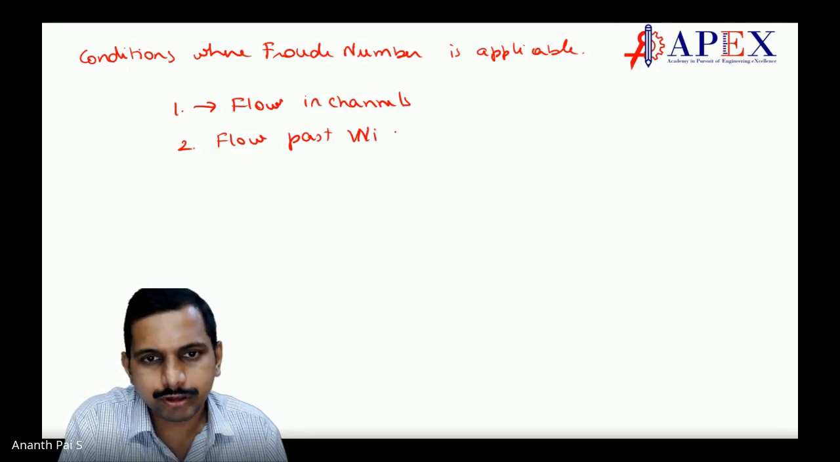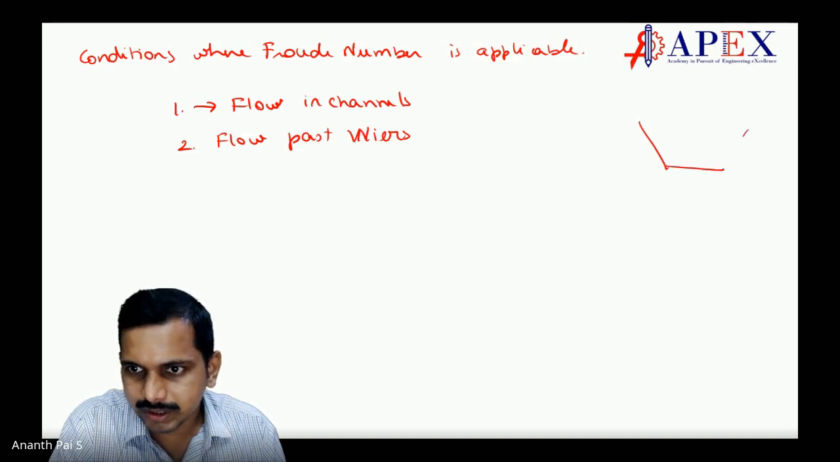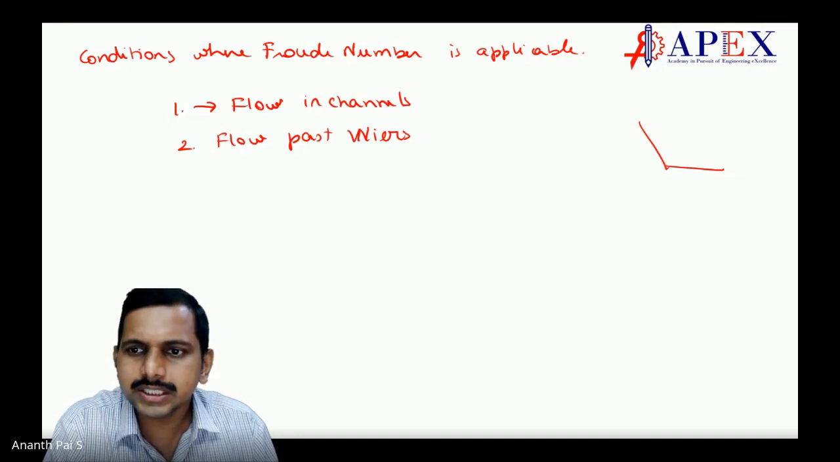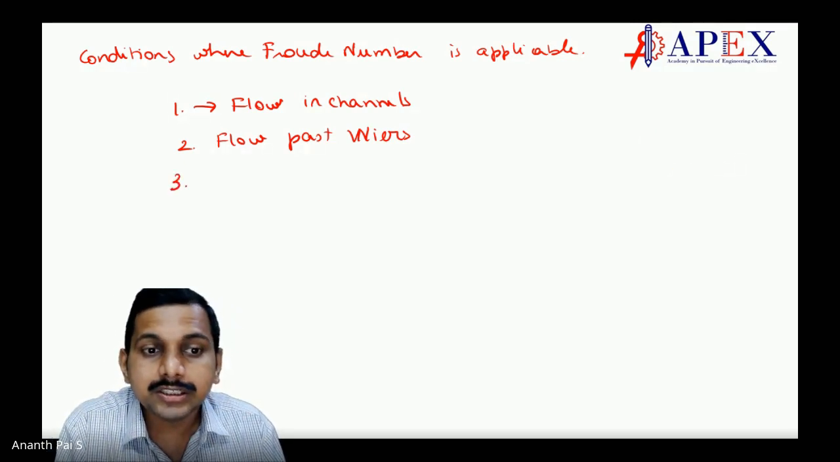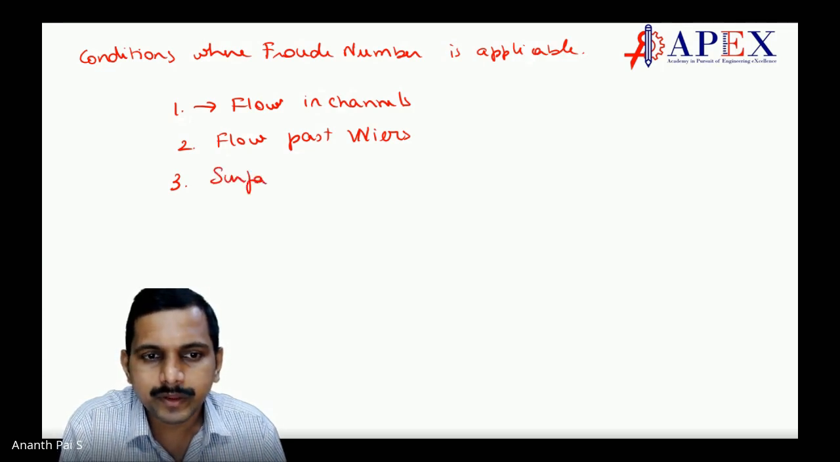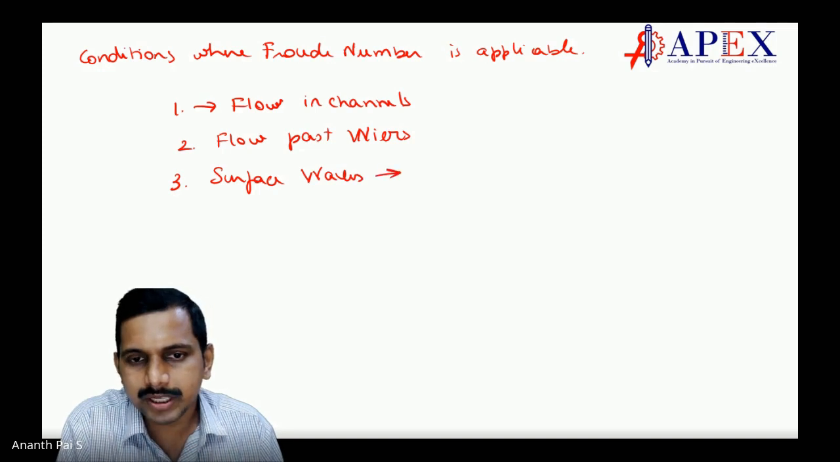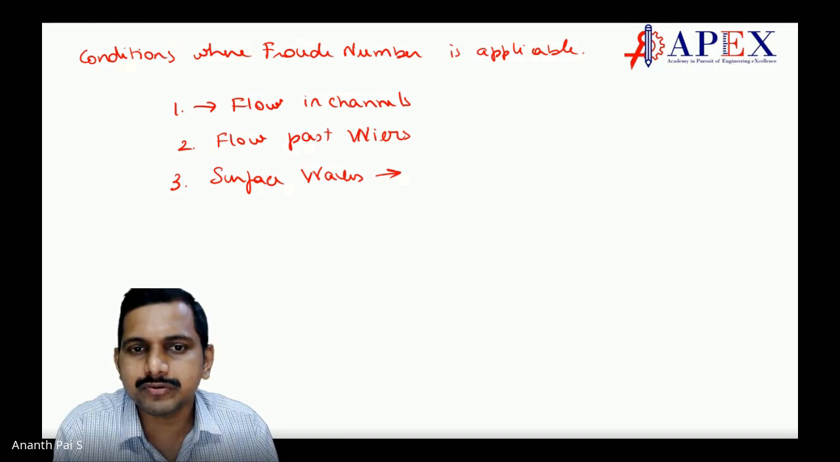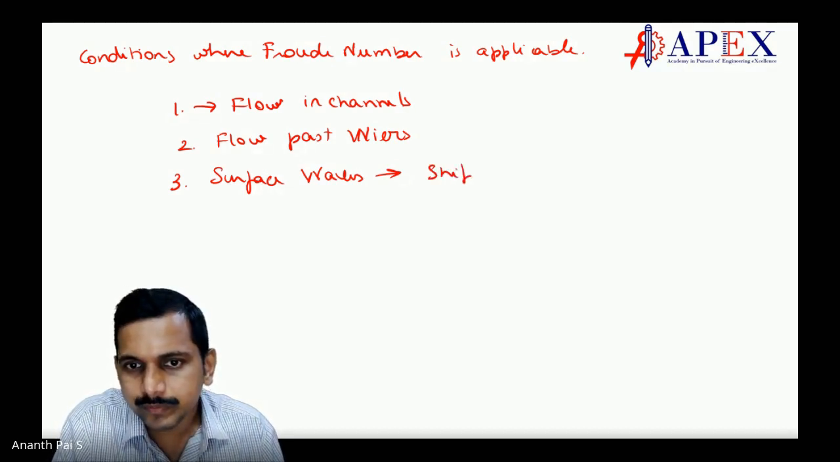Weirs and all those things, where you have to measure flows. Such kind of places this is used. The third one is surface waves, any phenomena that causes surface waves. Where are the things where you have surface waves? Surface waves can happen when a ship moves, a ship moving in the ocean.